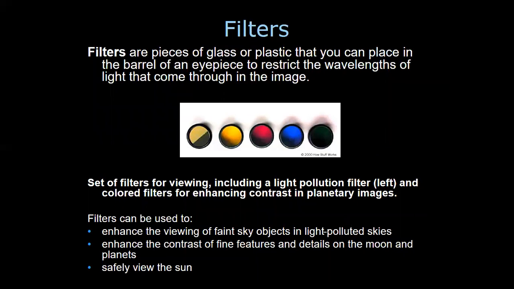So there is a set of filters for viewing, including light pollution filters. The left picture here is the light pollution filter, and the colored filters are for enhancing contrast in planetary images. Filters can be used to enhance the viewing of faint sky objects in a light polluted sky, and enhance the contrast of fine features and details on the moon and planets. Then they let you safely view the sun. So there are sun observable telescopes.